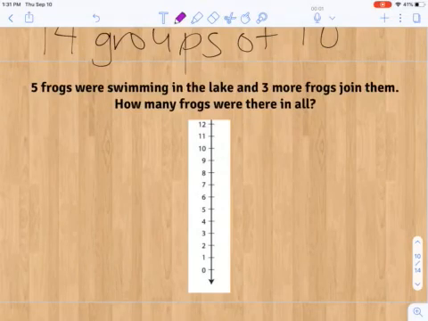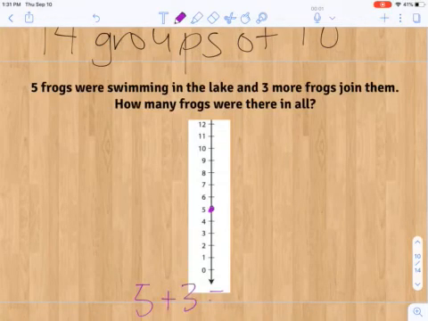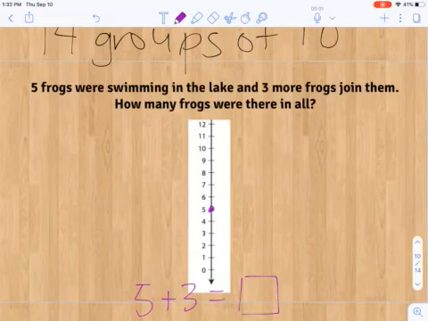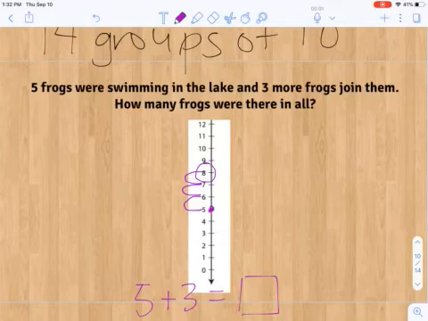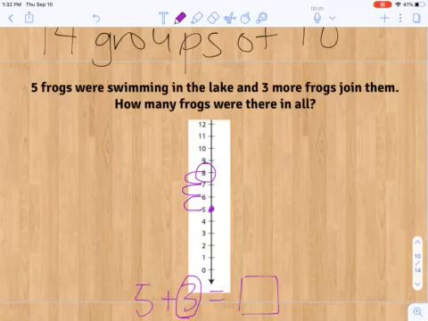5 frogs were swimming in the lake and 3 more frogs joined them. How many frogs were there in all? Now, I can use a count on strategy to help me solve this problem on my number line. I would start at the 5 because there were 5 frogs swimming in the lake. Then 3 more frogs joined them. So to solve how many frogs there were in all, I can hop up 1, 2, 3 hops on my vertical number line because 3 frogs joined them. How many frogs were there in all? There were 8.